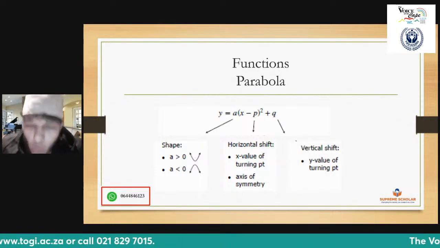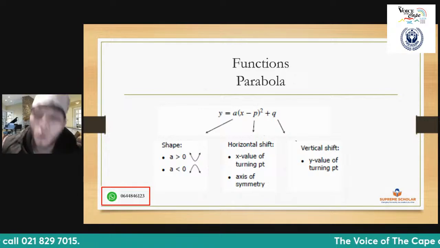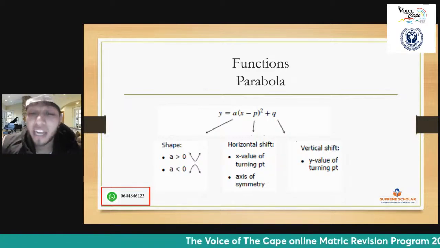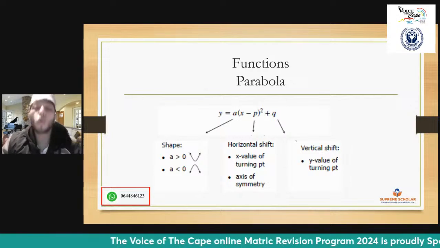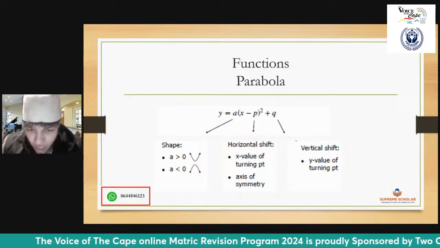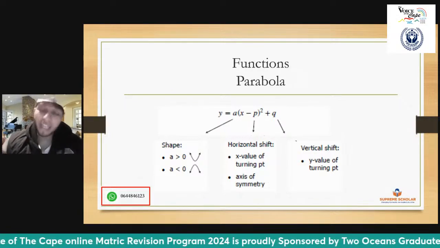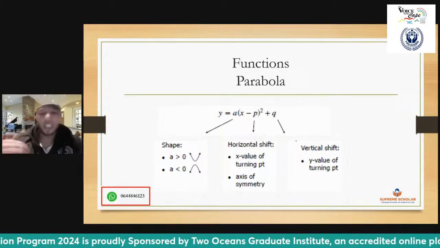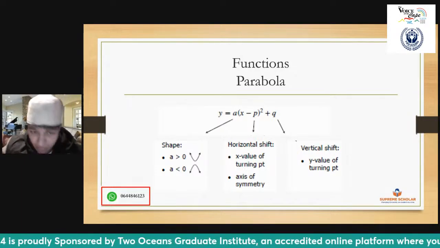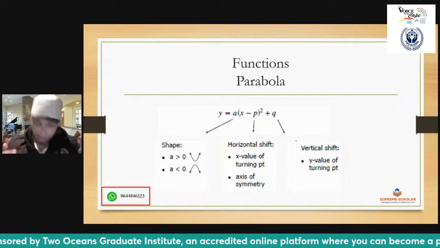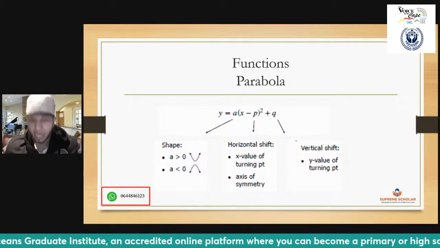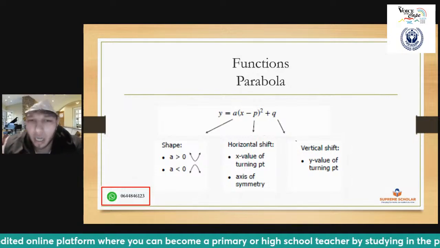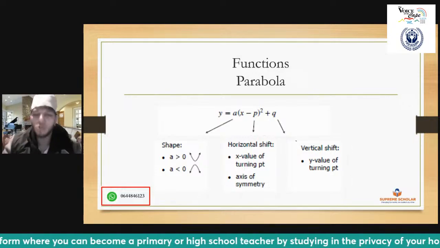Now, the q. The q is the y value of the turning point. It's also known as the vertical shift. Meaning the graph moves up 4 units, you just add. It's not the same as within the bracket. It's just up, positive, you're adding. If it's downwards, you're subtracting. So that is the vertical shift. It's also the y value of the turning point.